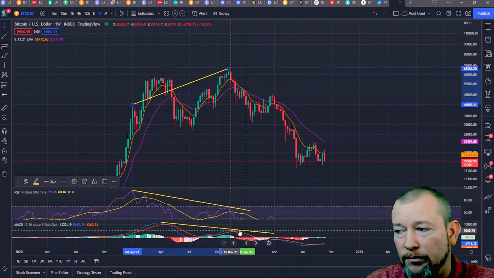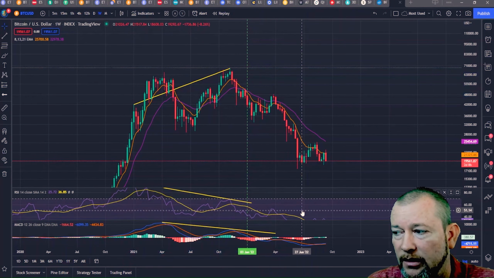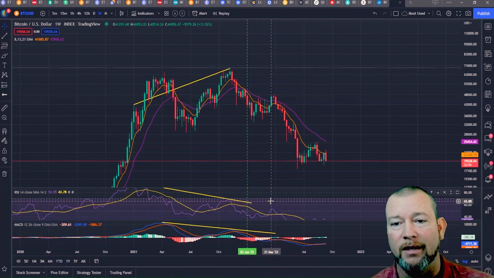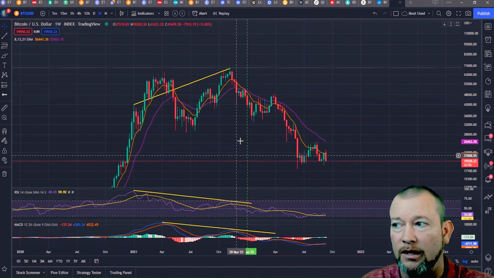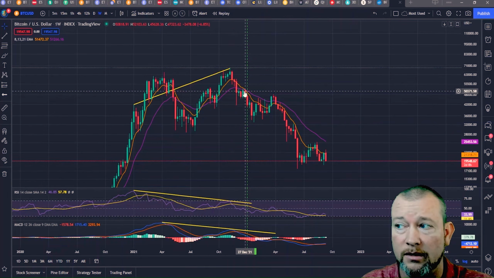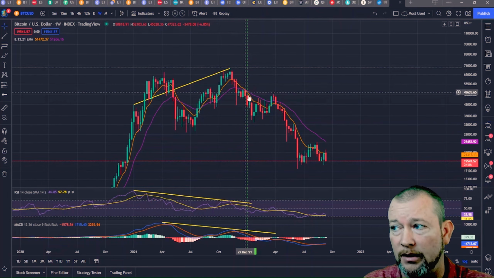So what does that tell us? Normally the MACD and the RSI are lagging indicators. They're not going to show you anything in advance, right? But if you find divergence like this, it can actually be more of a leading indicator than the 8 21. The 8 21 is a leading indicator, meaning it's going to show you what's going to happen later on, more often than not, when the cross happens.